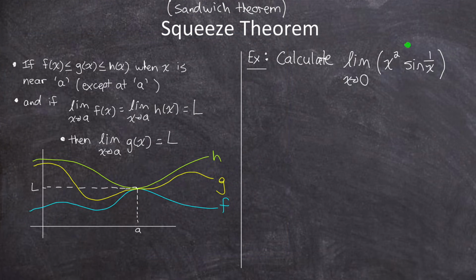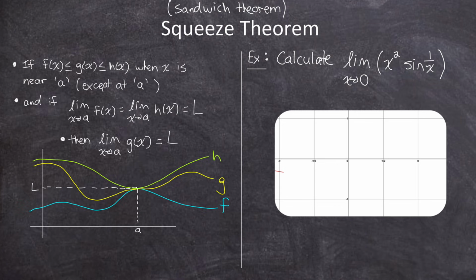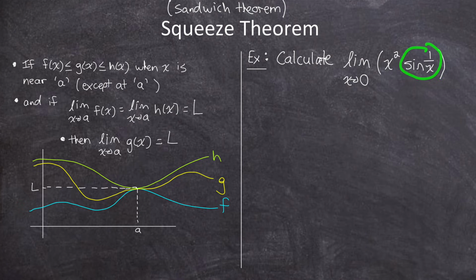Let's try and find the limit of this function as x approaches 0. Now as x approaches 0, x squared approaches 0, but sine of 1 over x as x approaches 0, that function actually oscillates wildly as x approaches 0. So the limit of that function doesn't exist as x approaches 0. But we are actually able to find the limit of this product if we use the squeeze theorem.